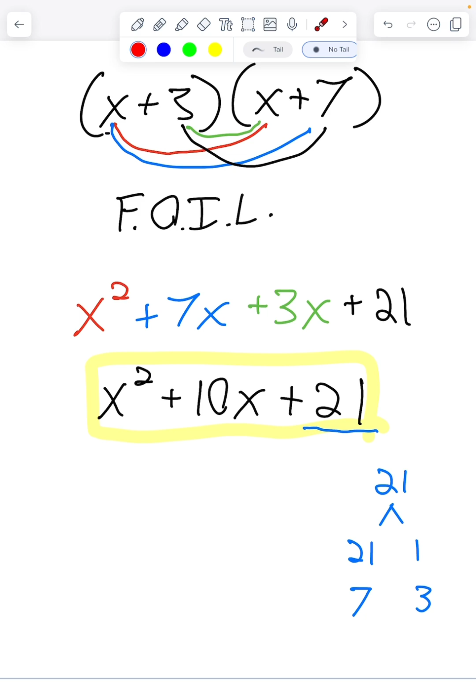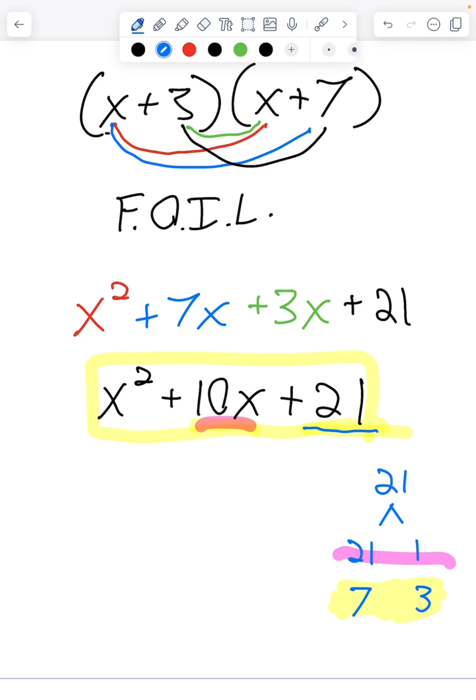So if I go ahead and look at the bottom here, I know that the two factors that I need, it's not going to be 21 and 1, because that would add together to give me 22, and I'm looking for 10. Okay, so I'm going to pick the 7 and 3 here, because those add together to give me 10 and multiply together to give me 21. Okay, so those are my two factors.